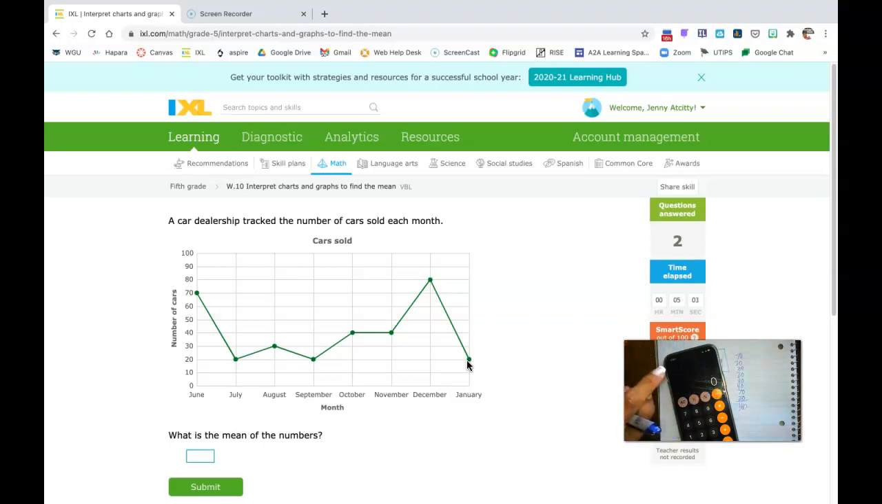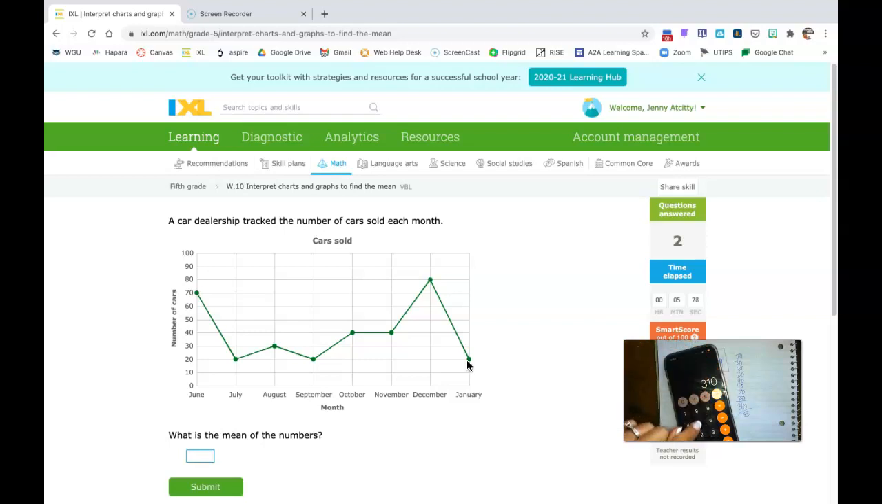I'm going to go back through and add those one more time. It's super easy to make a mistake on a calculator. So if you find that you're getting them wrong, it's probably a calculator mistake. 40 plus 40 plus 70 plus 20. So I got 310 again, and I have 1, 2, 3, 4, 5, 6, 7, 8 numbers.